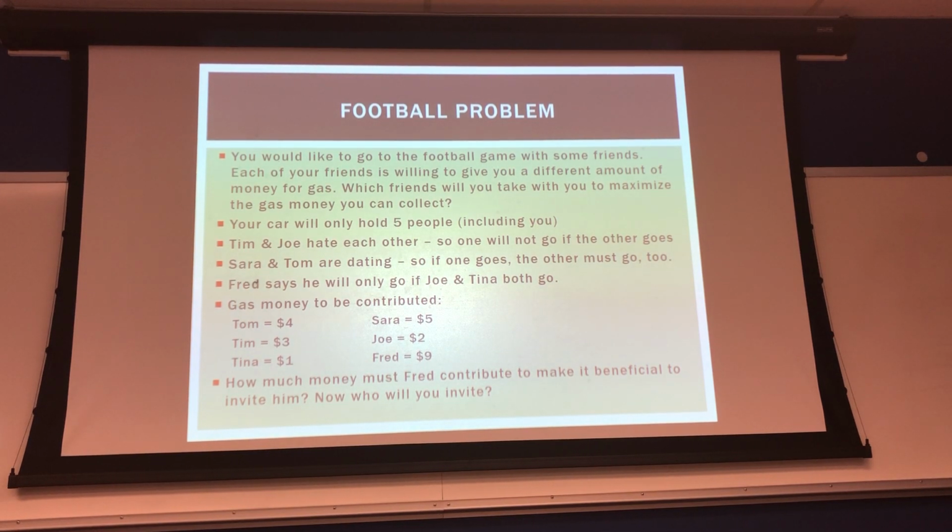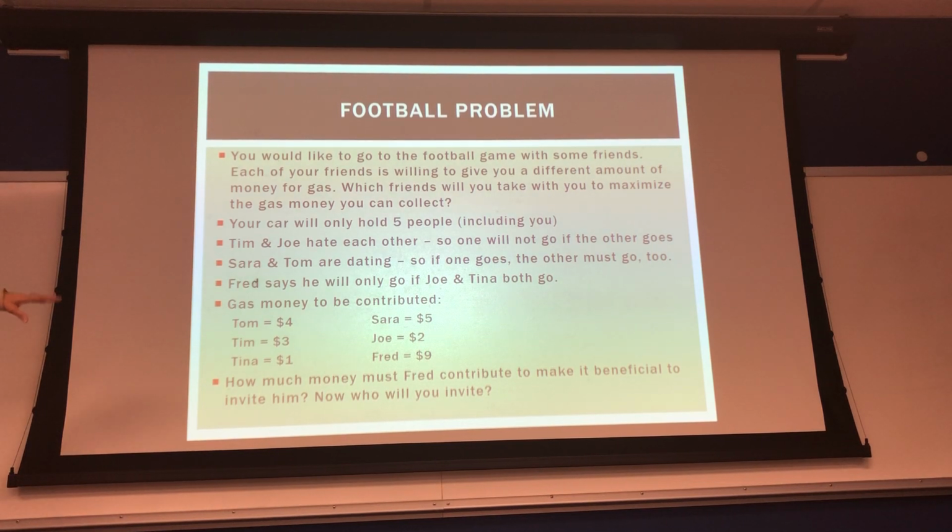In this particular problem, you're going to a football game with friends and you don't know who to take, but here's your situation. Your car only holds 5 people, you're one of them, so you're only going to be able to take 4 of these 6 people that want to go. Tim and Joe hate each other, so one's not going to go if the other goes. Sarah and Tom are dating, so if one of them goes, the other has to go. They won't be separated. Fred's only going to go if both Joe and Tina go. And as a good business student, you're just going to maximize gas money to figure out who's going. So you're going to pick them based on maximizing your gas money, and that's what we're going to do with that model.